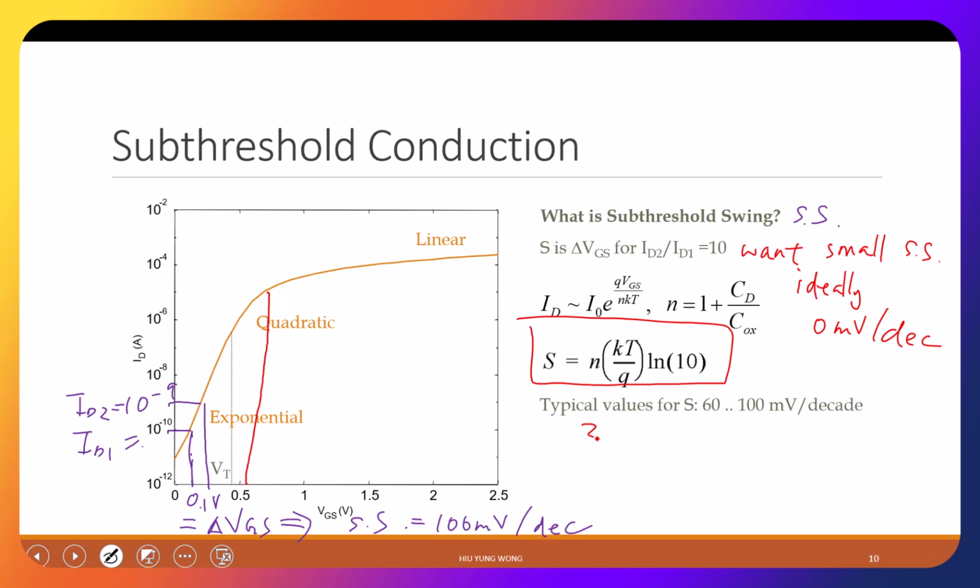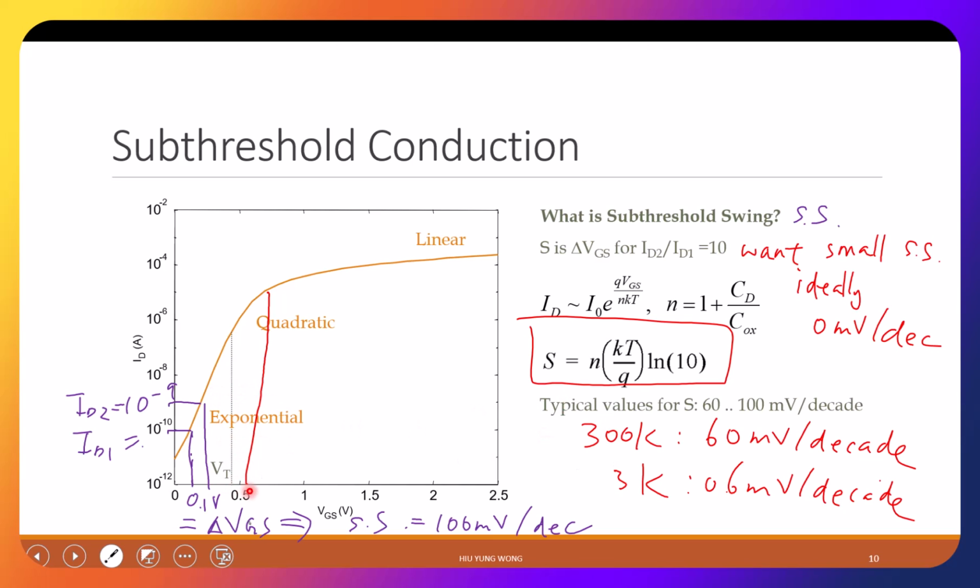So for example, at 300 Kelvin, which is room temperature, you might get 60 millivolt per decade for your device. But if you cool it down to 3 Kelvin, then you will scale by another 100 times, which is 0.6 millivolt per decade. This is a big deal if it works. If it doesn't work, I will tell you later why it doesn't work.